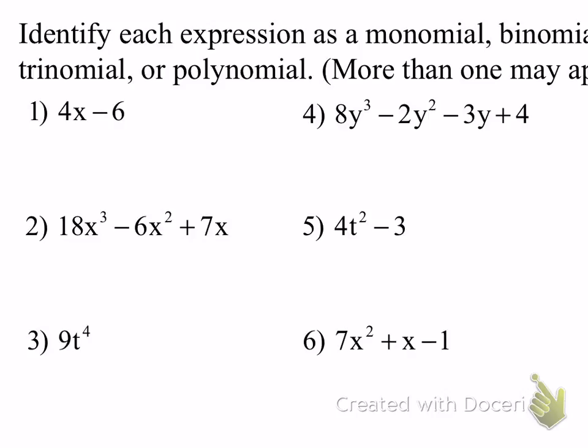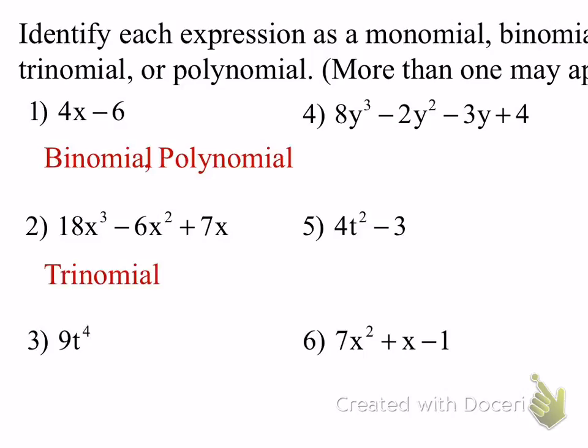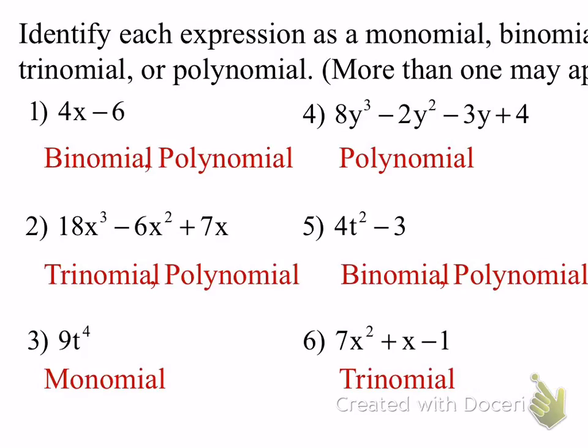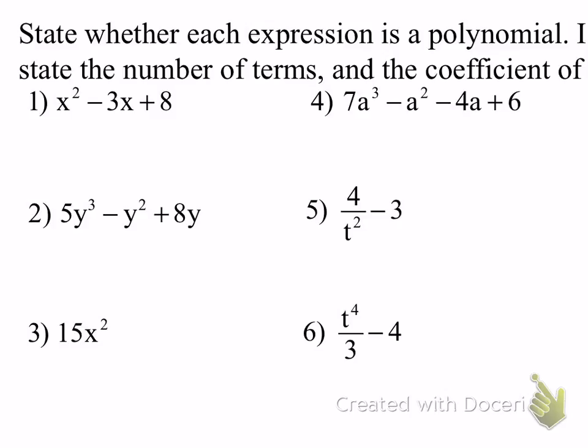So Michael, what about number 1? It's a polynomial. And anything else? What kind of binomial? Good. What about number 2, please? For number 2, it is a trinomial and it is a polynomial. Good. Number 3, Preston? A monomial. And that's it. Number 4. You guys get the idea? Let's move on, okay? Questions? Okay. Next one.